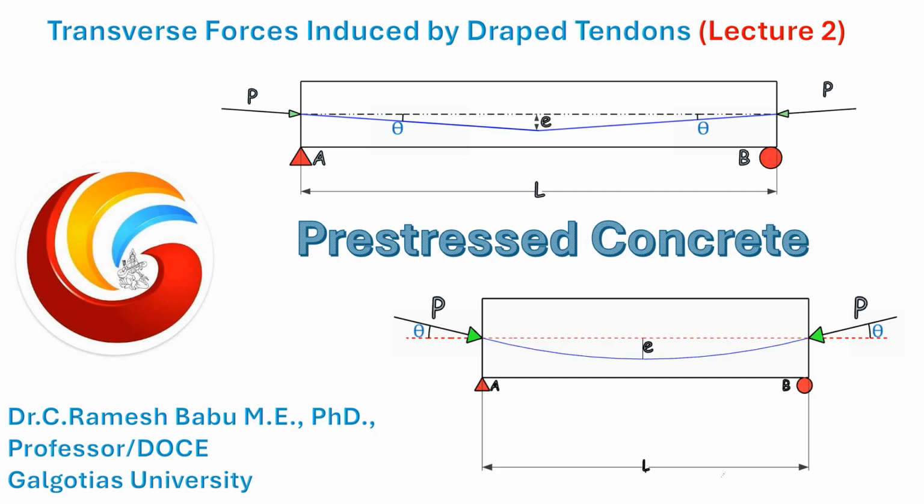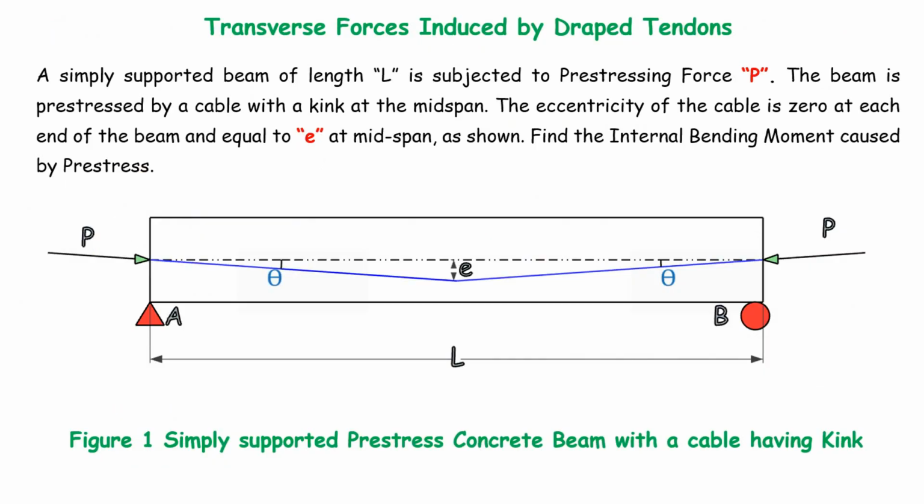Now proceeding further, here we go. You can see that this is a simply supported beam which is having a tendon with the kink in the center, and the eccentricity values are 0 at the supports. At the center, the eccentricity value is E. Now the pre-stressing engineers can pre-stress at both the ends. They are providing a compressive force of P.